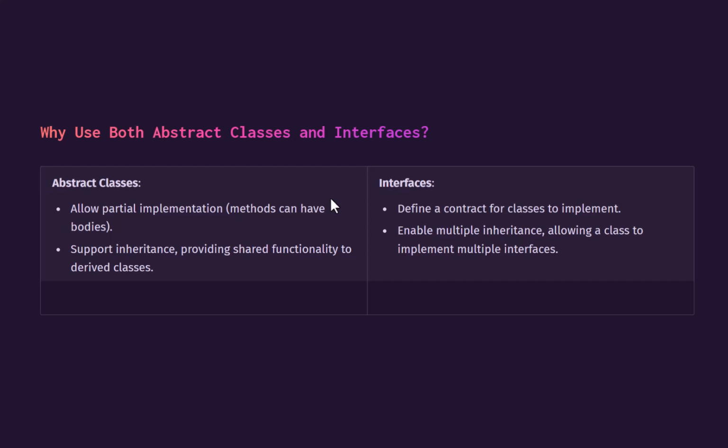Before we dive into the code, let's quickly recap. Abstract class allows partial implementation. Methods can have a body. Plus it supports inheritance, providing shared functionality to derived classes. On the other hand, interface defines a contract for a class to implement. It enables multi-inheritance, allowing a class to implement multiple interfaces.